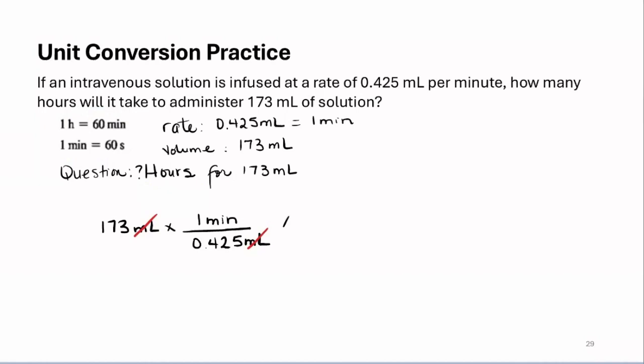So we can write down another fraction and convert the minutes to hours by writing in the bottom 60 minutes and on top 1 hour as the equality that is going to help us convert from the unit of minutes, which is now going to be canceled, to the units of hours.